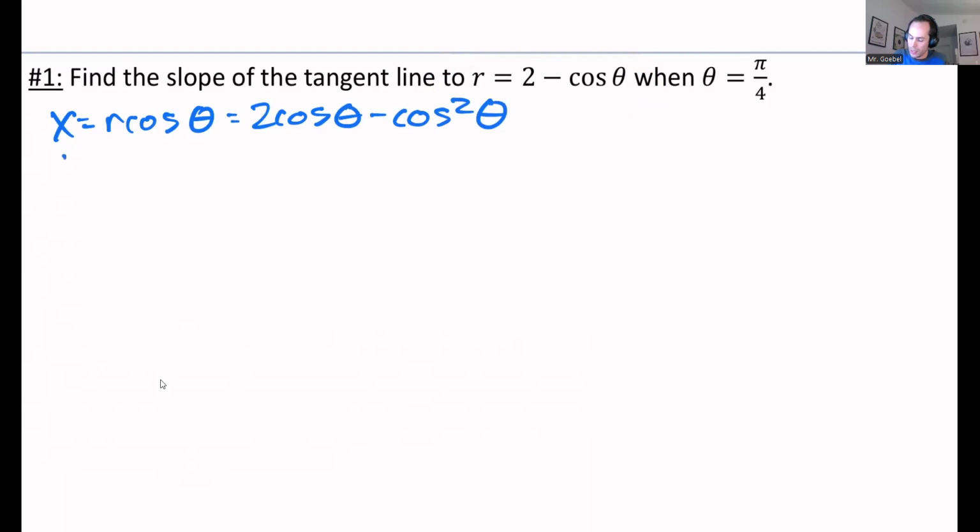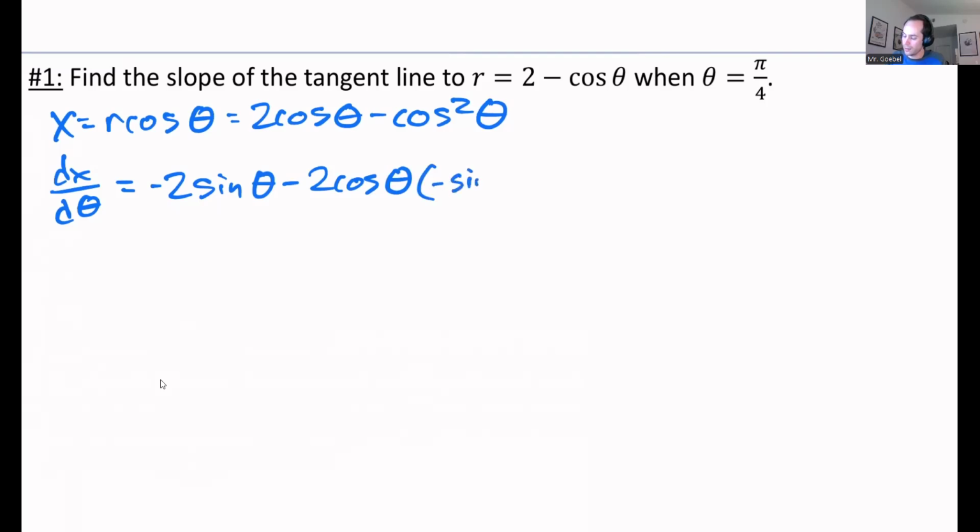What we're going to do next is take the derivative of that with respect to theta. So I'll have negative 2 sine of theta. Here's a great opportunity to review chain rule. Minus 2 cosine theta, and then chain rule says take the derivative of the inside, which is going to make a negative sine theta.